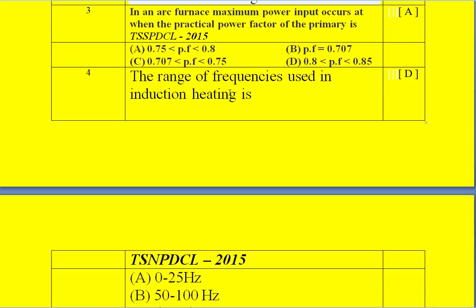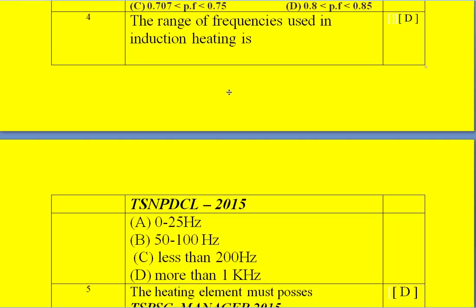Next, fourth question. The range of frequencies used in induction heating, and it was given in 2015 TS-NPDCL. The answers given are A is 0 to 25 Hz, B is 50 to 100 Hz, C is less than 200 Hz, D is more than 1 kHz. D is the right answer. We definitely use higher frequency.